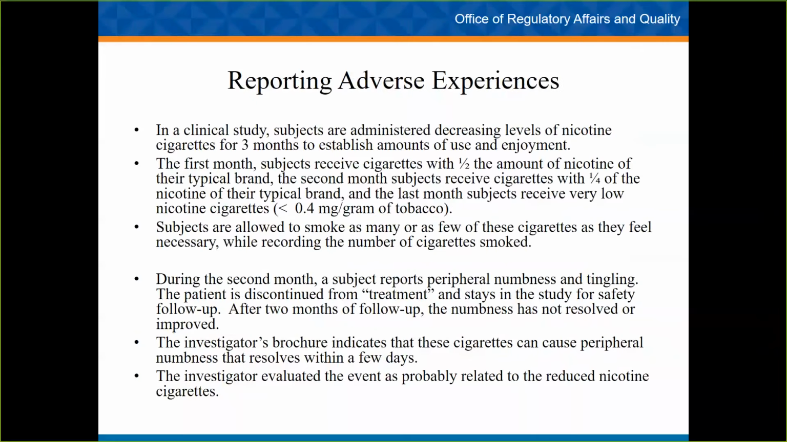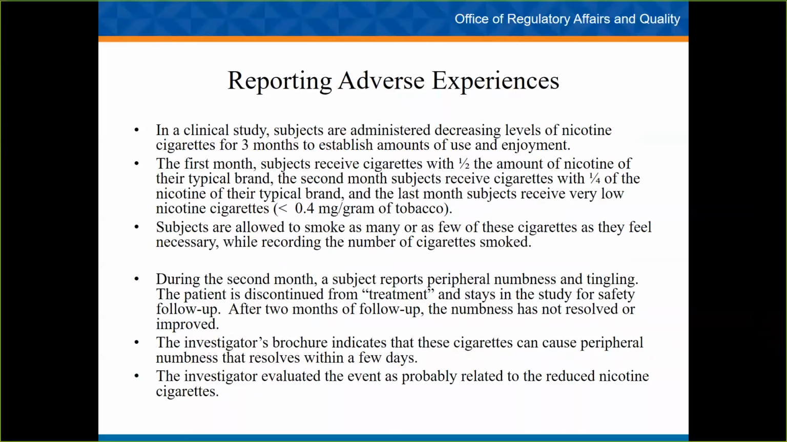So I have a case scenario so we can vote when we think we should report this. A clinical study, subjects are being administered decreasing levels of nicotine for 3 months. The first month, subjects will receive cigarettes with half the amount of nicotine. Second month, it'll be a fourth, and then the last month will be very low nicotine cigarettes. Subjects are allowed to smoke as many or a few as they feel necessary while recording the numbers smoked.